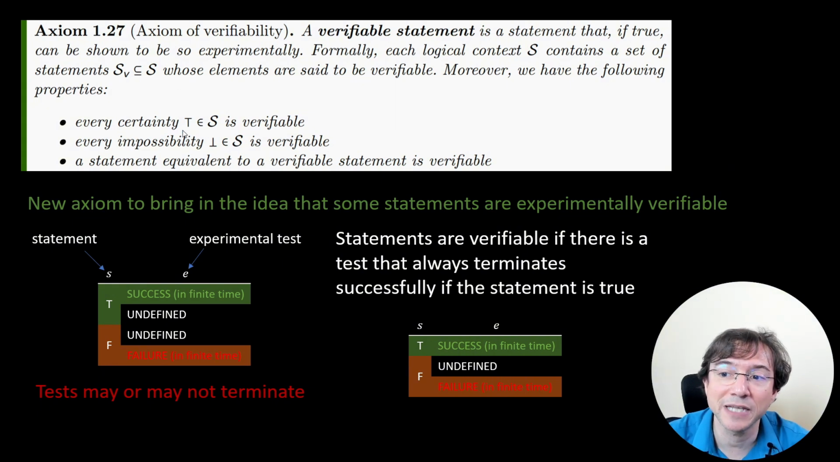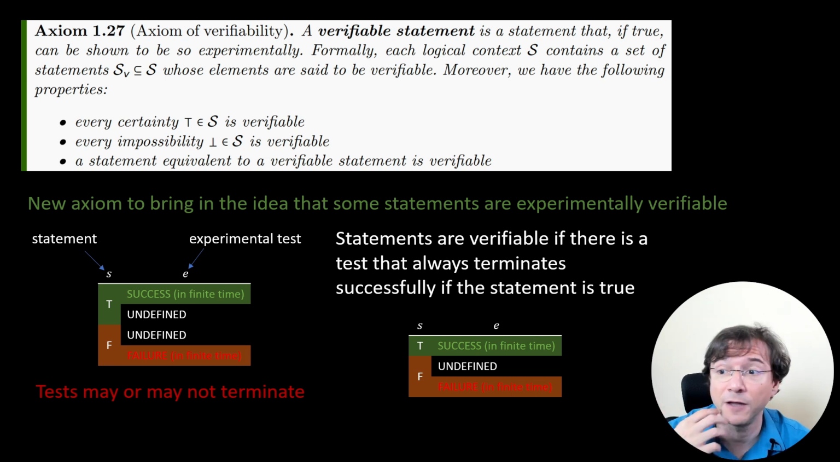And we need to say that every certain is verifiable, if every possibility is verifiable, and that two statements that are equivalent, right, that they're true in all the conditions or false equally in all conditions, then if one is verifiable, the other one is verifiable, because you can sort of inherit the test. And so, surprisingly enough, that's all we need to say to bring these into existence, which is much less complicated than having to bring in the formal system the experimental test.